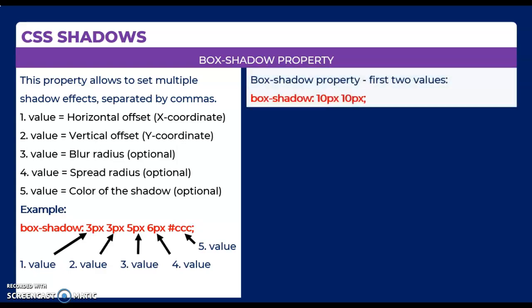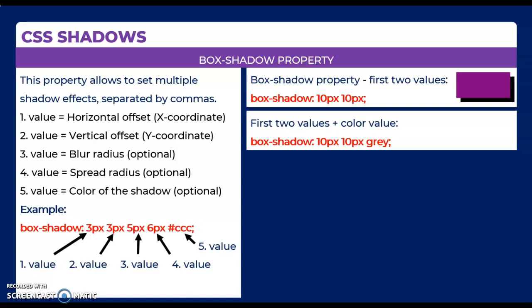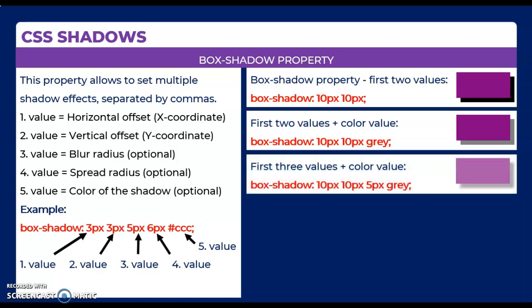Let's see some examples of using the box-shadow property. The first example only specifies the horizontal shadow and the vertical shadow using the first two values. The second example is adding a gray color to the shadow by applying the first two values and a color value. The next example is adding a blur effect to the shadow by applying the first three values and a color value. The third value defines the blur radius of the shadow.